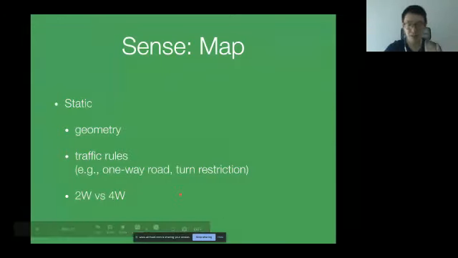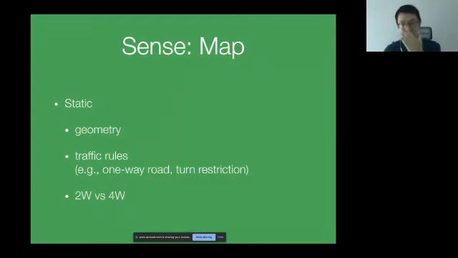And map data has a lot of different dimensions. The geometry, whether the road shape is correct or not. It could be traffic rules. For example, this road is one way, you cannot turn left here. And we also have totally different rules for motorbikes and motor cars. I would imagine Japan has this kind of restriction as well.